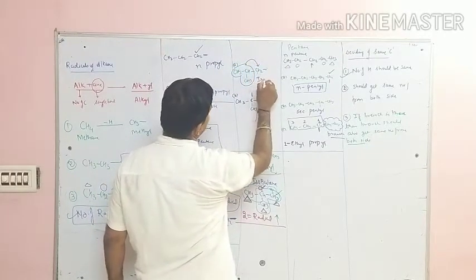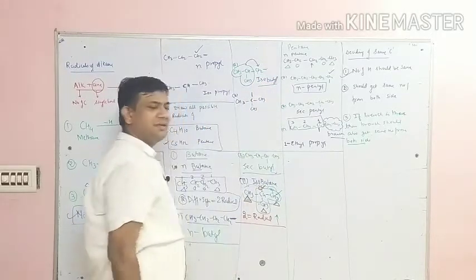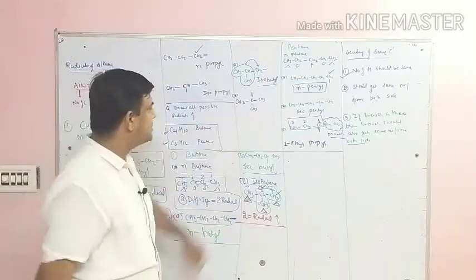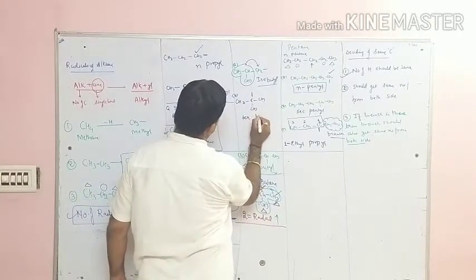It is called isobutyl. Okay, this is named isobutyl. And what is this? This carbon is bonded to 3 carbons. It is called tertiary butyl.